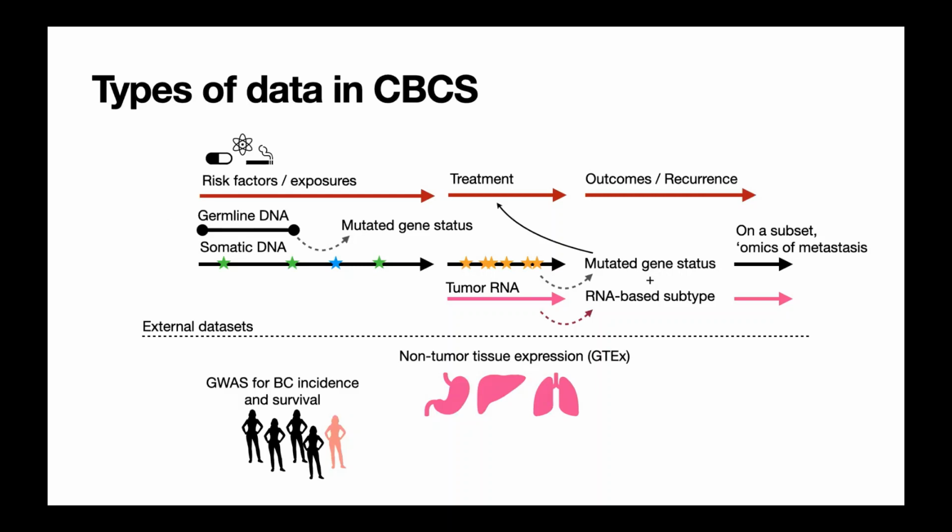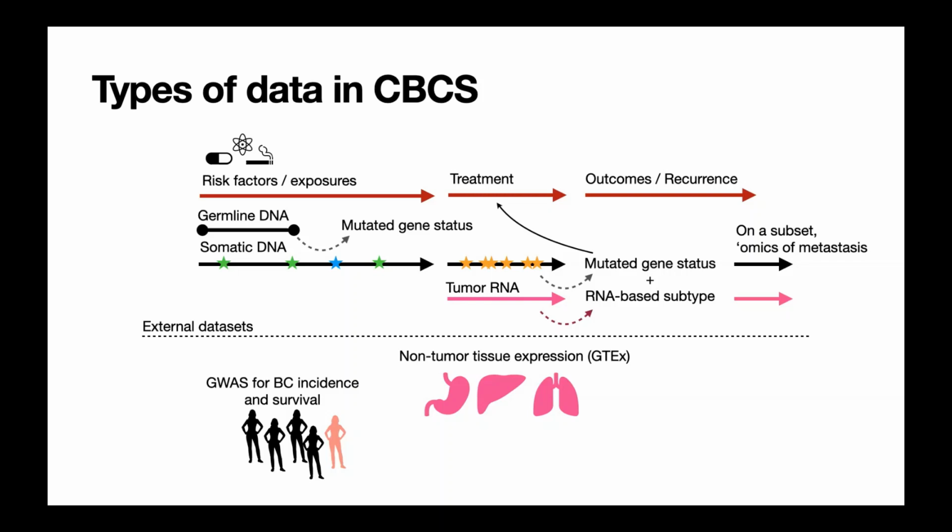So this is a summary slide of all the types of data we have in this study. We don't look at it all at one time. I'll show you some projects where we looked at pieces of all this data, but let me just walk through what we have. So we have risk factors and exposures for most women in the study. So oral contraceptive use, smoking, risk factors like this. We have information about treatment, and then we have outcomes or recurrence.